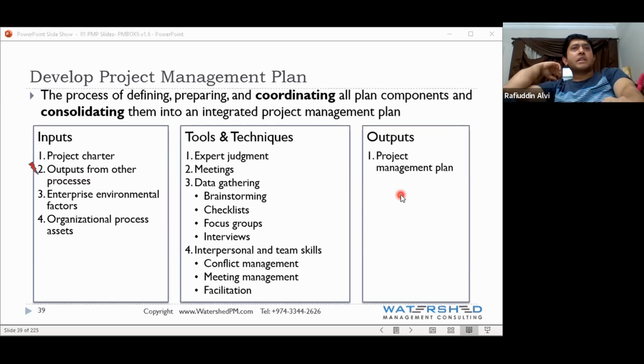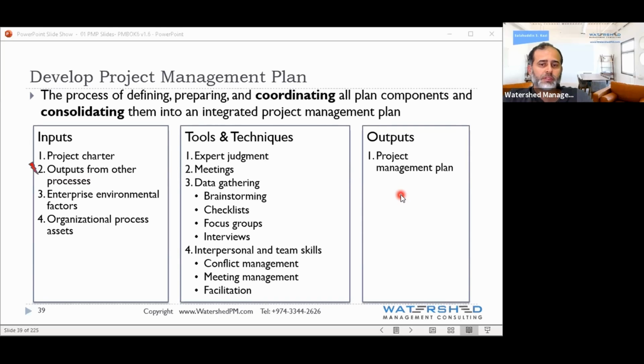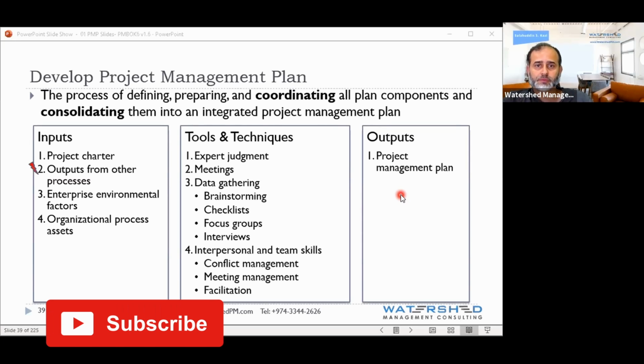Like, let's say example, you have initiation phase. So initiation phase, the output is like you have a project charter. No, this is not. No, all that is the business of initiating. We don't bring initiating here. This is your integration planning process.